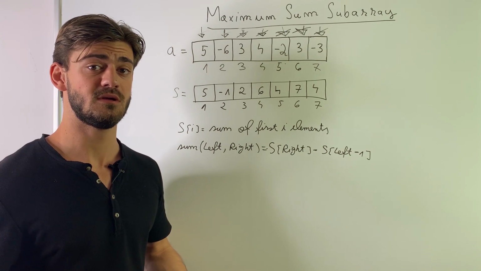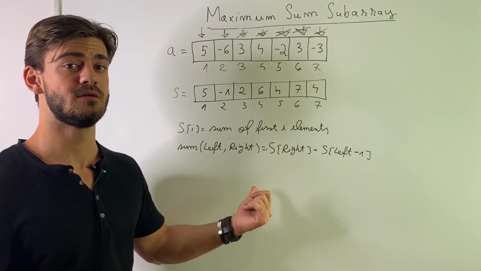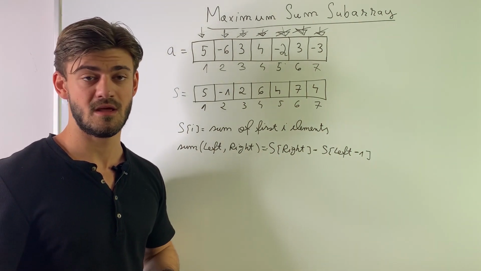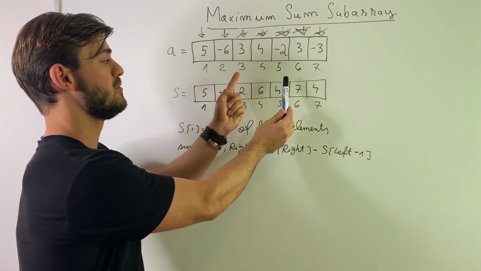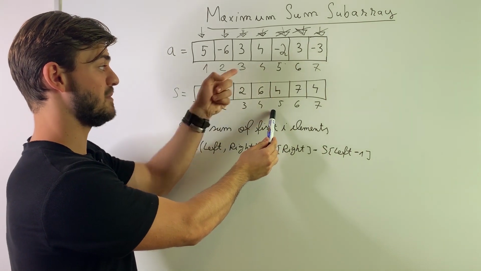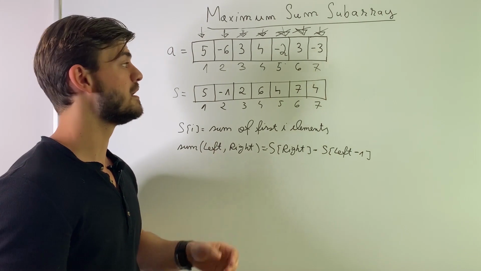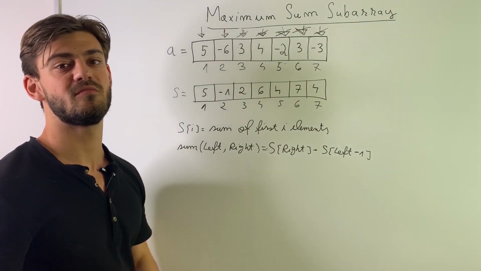Well, as we know it, the sum of the subarray from left to right is going to be S right minus S left minus 1. Alright? And that's pretty obvious because if you want the sum from 3 to 5, let's say, I'm going to take the sum of the first 5 elements and subtract from it actually the sum of the first 2 elements because they are extra. So, I know this formula, S right minus S left minus 1.